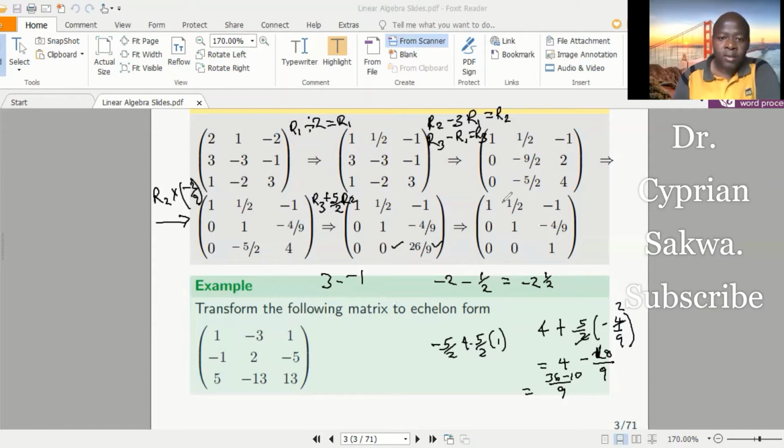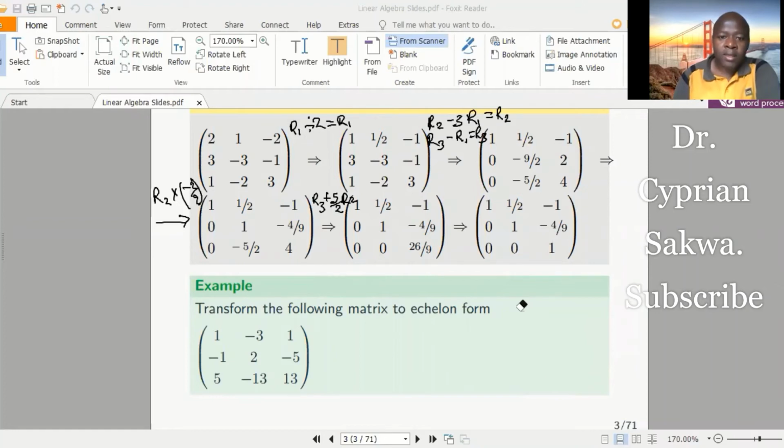So what did I do next? Since I have made my leading elements 1, I make the last leading element also 1. You can see that this is my leading element. So I make it 1 by multiplying this by 9/26. Multiply by 9/26 and you get 1. So this is what I have. That's what I have. So next we look at this other example.